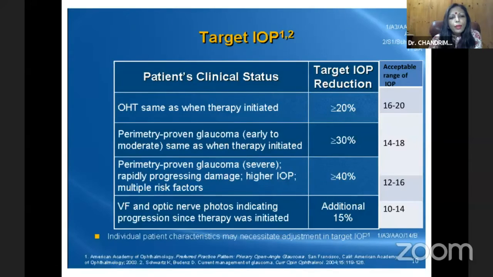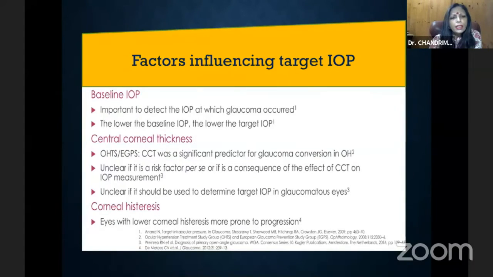So the target IOP in ocular hypertension, it's anything like 20 or more percentage reduction that you need. That's about 16 to 20 the range. In early glaucoma, about 30%, that's 14 to 18 the range. In advanced glaucoma, about 40%, that's about 12 to 16. And where visual field and optic nerve photos indicate progression since therapy, another 15%, which brings it down to about 10 to 14.